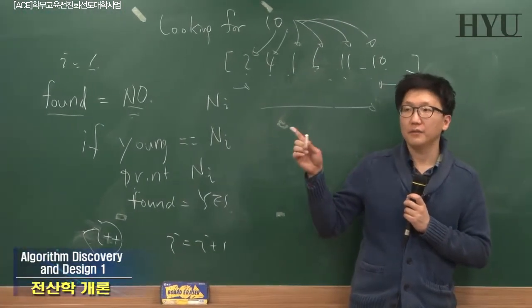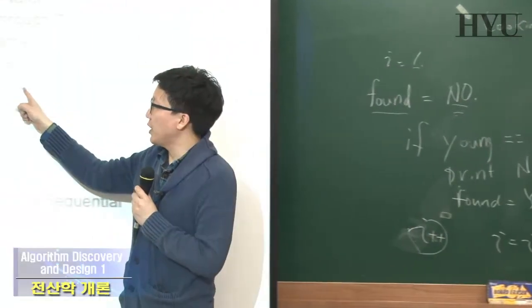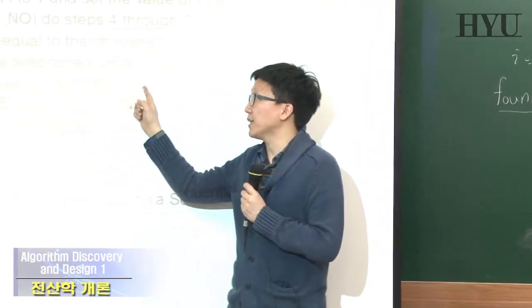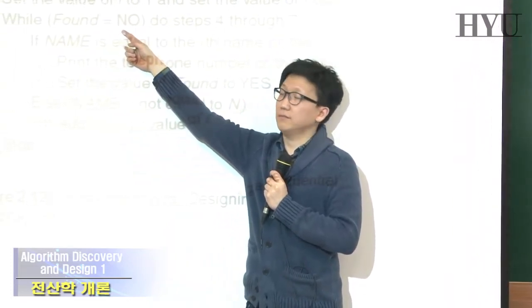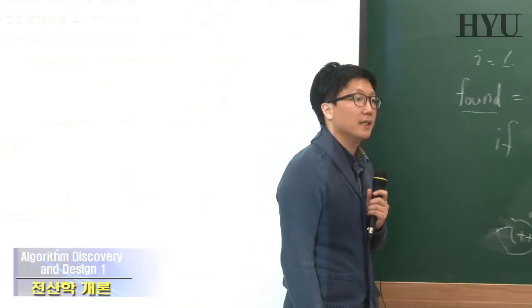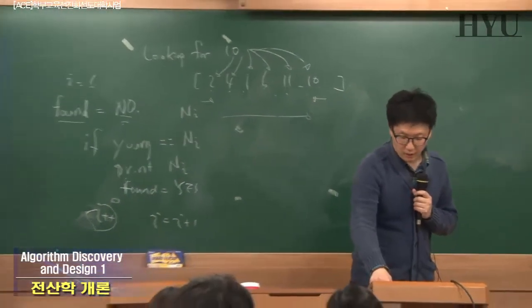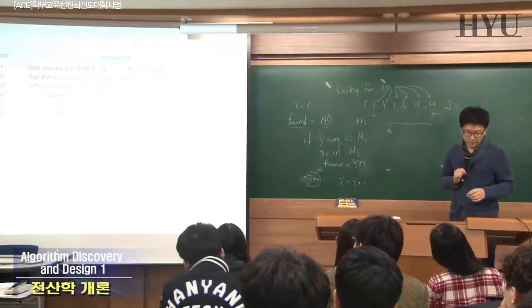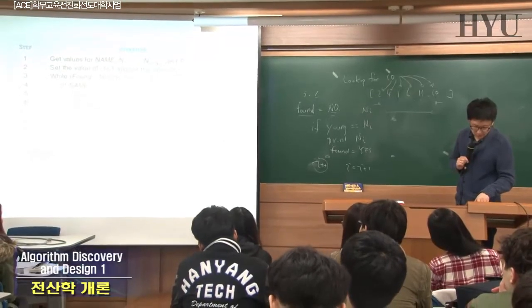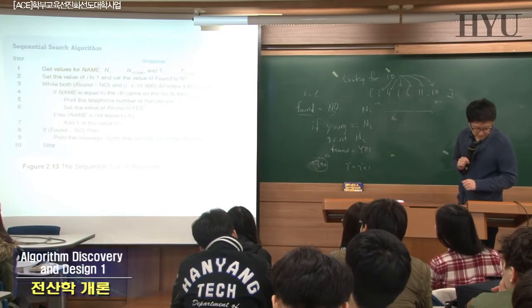So if it's there, I found it, and because I changed my found to yes, if I go back up, is this condition still okay? No, right? So exit the loop. I just found my number according to the name of Young. Sequential search, okay. 10,000 if 2, simple looping examples.